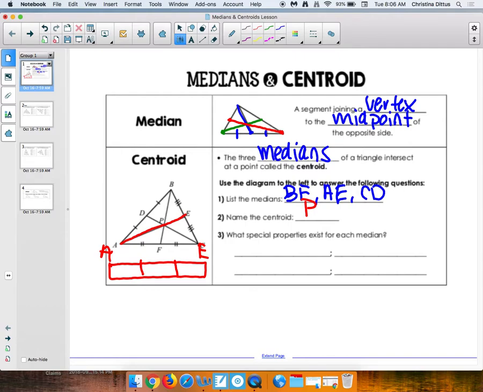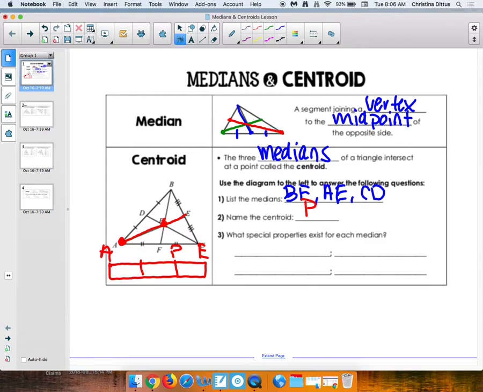The thing about medians and centroids is that this part that goes from the vertex to the centroid is 2/3 the length of the whole median. Okay, so it takes up 2 boxes of my whole line. It's 2/3. Okay, from the centroid to the midpoint is only 1 box. It's only 1/3. So there's a couple different ways to write this.